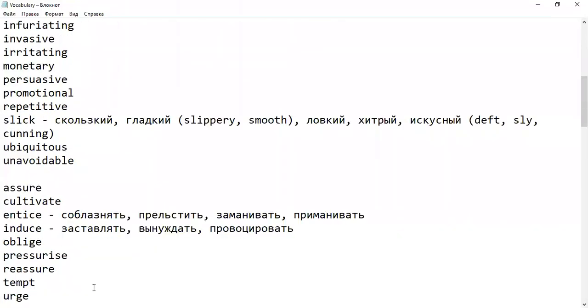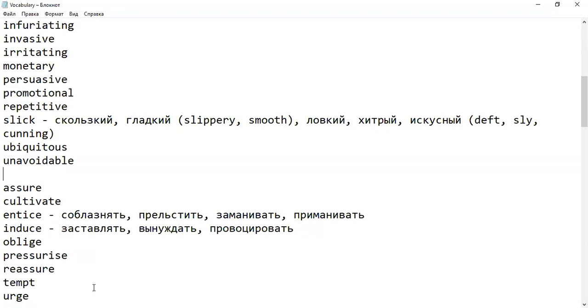So, all right, and a few more. To assure, so to help somebody be sure about something and just say, well, this is okay, buy our product. Cultivate, it comes from agriculture, but you can cultivate something else. So this word can be used figuratively. Then entice, there's also quite a clever word.